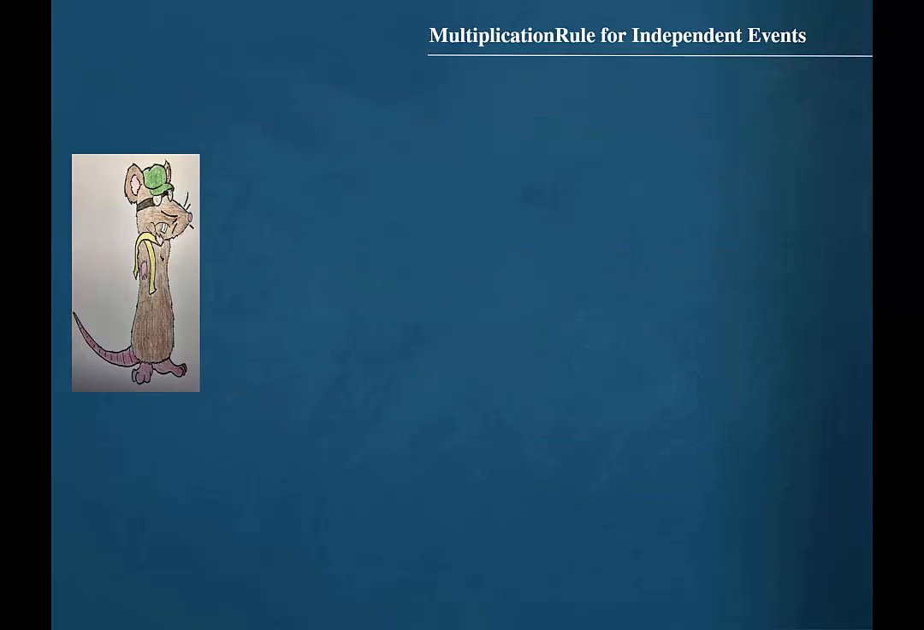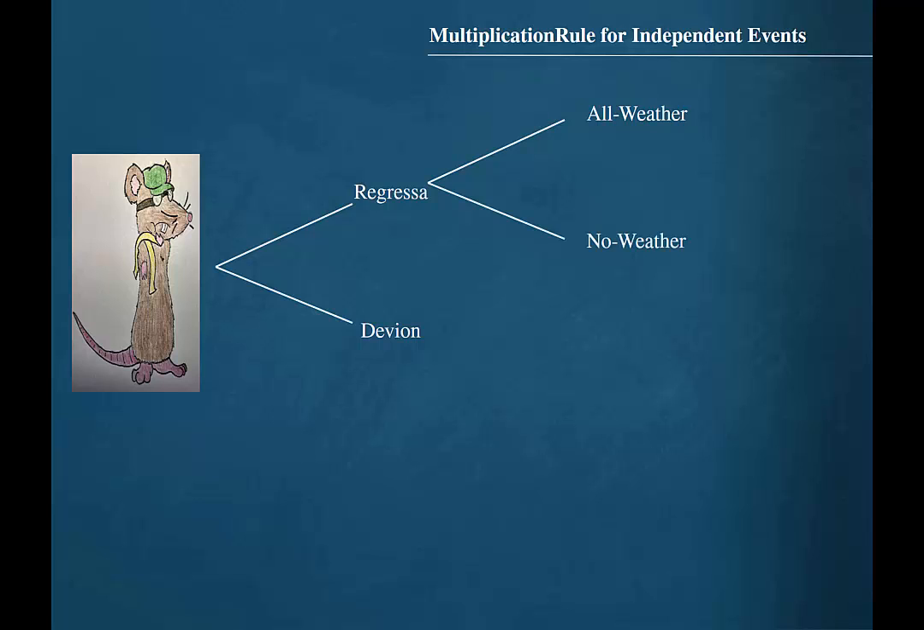When a vehicle is purchased, the Statista Motors customer must first choose between a Regressa and a Devion. Once the vehicle is chosen, the customer must choose between the all-weather floor mats and the no-weather floor mats. He must make this choice whether he purchases a Regressa or a Devion. Now, let's assign probabilities to each branch of the tree.